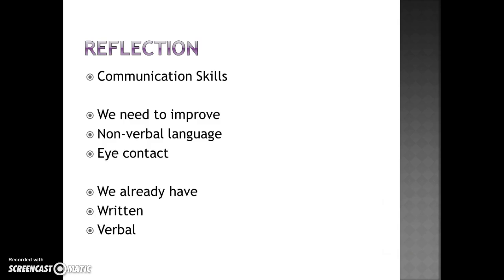And the ones we already have are written and verbal. Written could be the ones that we use, for example, when we write an email to a teacher with a question about the homework or when we are turning in the homework already. Or written could also be a letter to our boss, maybe.